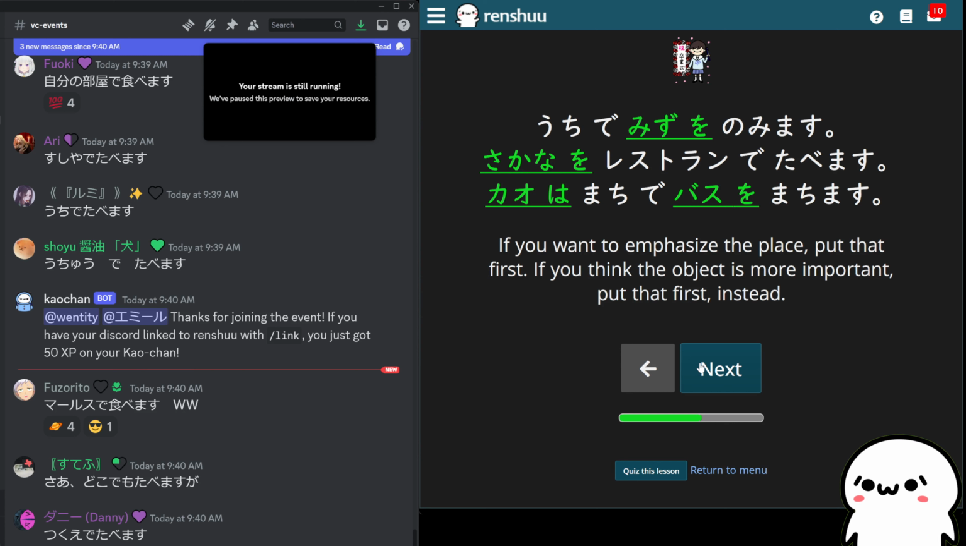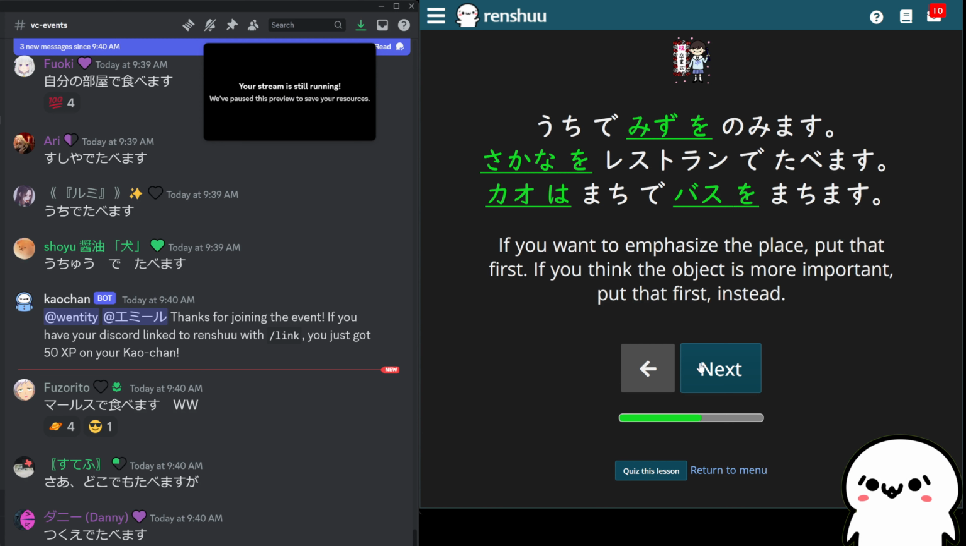So for example, that first sentence, it says, uchi de mizu o nomimasu. I drink water at home. Why is uchi de coming first? Maybe the other person asked you, where do you drink water? Because that's a question that people ask all the time. And if they said, where do you drink water? Your answer is probably going to have the location, the where, first, because that's what they're asking about.